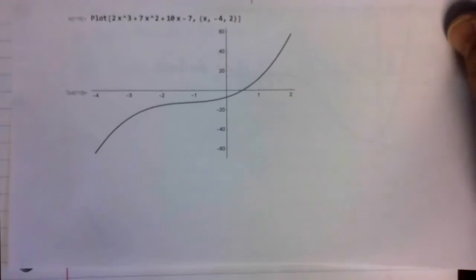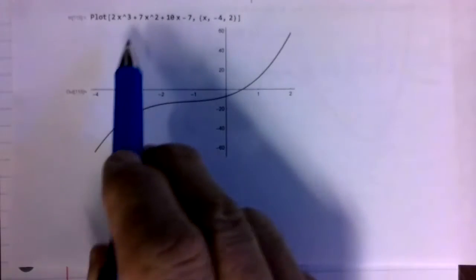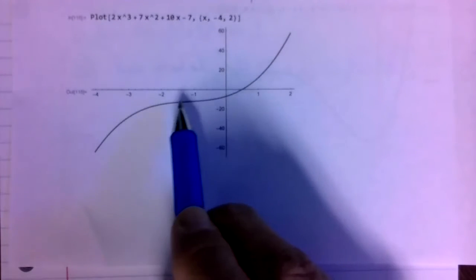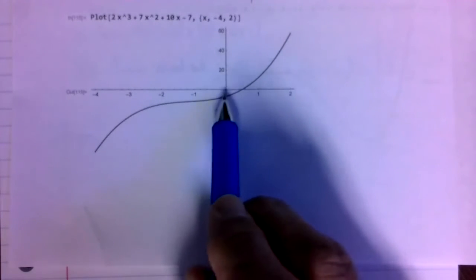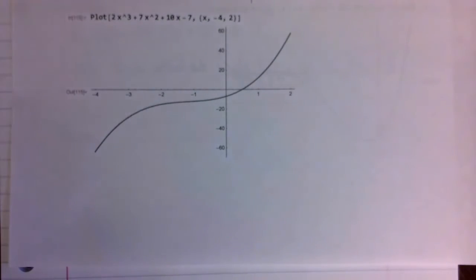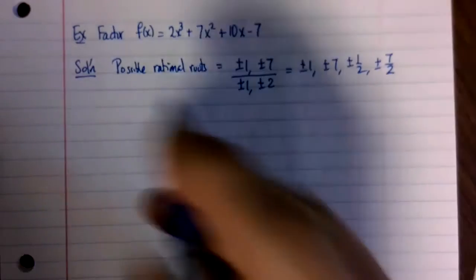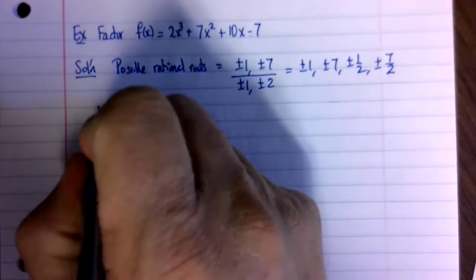So on screen here is the graph of this polynomial, 2x cubed plus 7x squared plus 10x minus 7. And it looks like it has one x-intercept, and it's between 0 and 1. So this makes us hopeful that perhaps positive 1/2 will be a root. So let's try out positive 1/2.